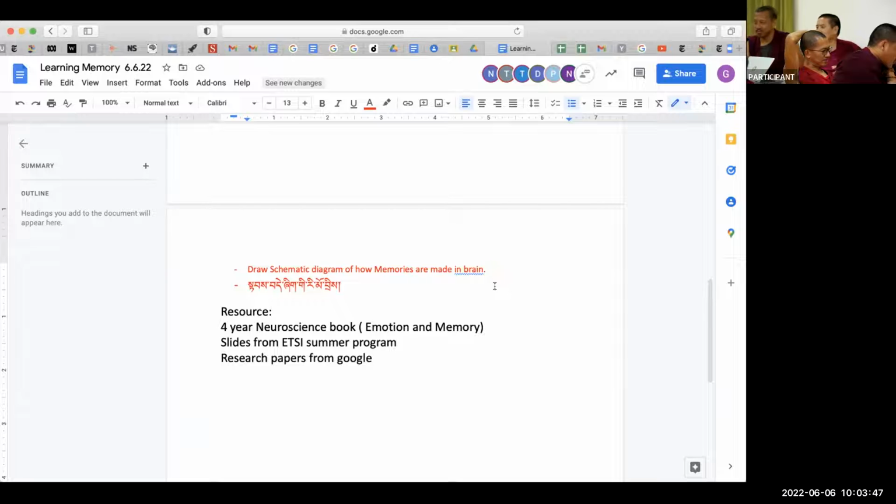Because in Buddhism, there are actually specific instructions for visualizing mandalas, different types of mandalas based on different deities, and that visualization seems to be quite important for memory consolidation.